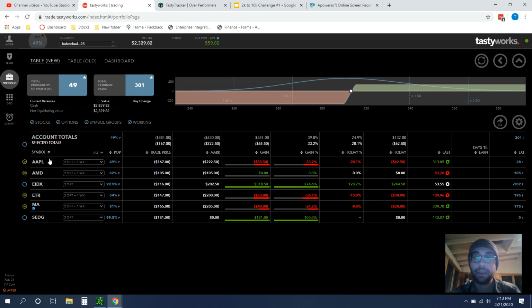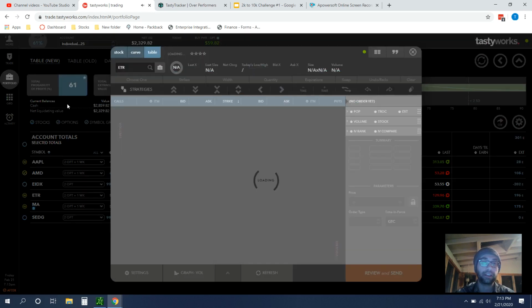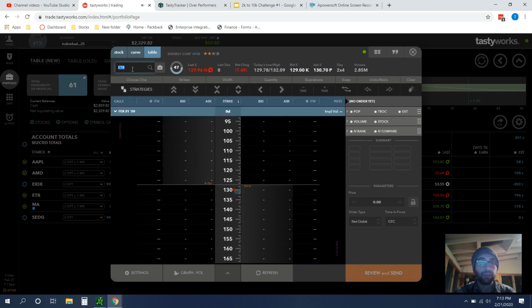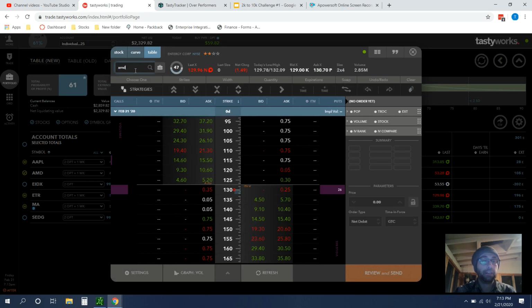But anyway, okay, so here's the positions I have. Right now, with the market being down the past 2 days, Apple is sort of sitting right at a break even. AMD is the new position I put on today, and you can see there's a bit of a buffer built into my positions. So all I do here is I click on the trade tab, go to AMD.